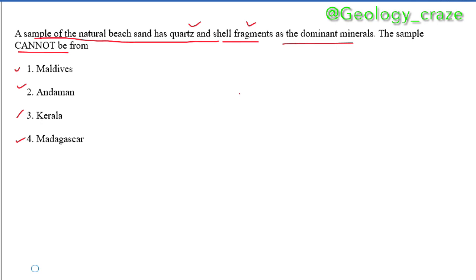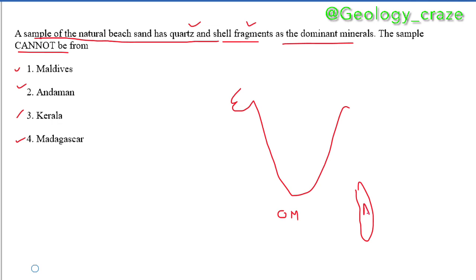This is just showing the rough sketch of the Indian map. Here we are getting the Andaman and Nicobar Islands, here we have the Maldives, this is the Kerala part, and here we are getting Madagascar. We'll just darken it so you will not be confused.